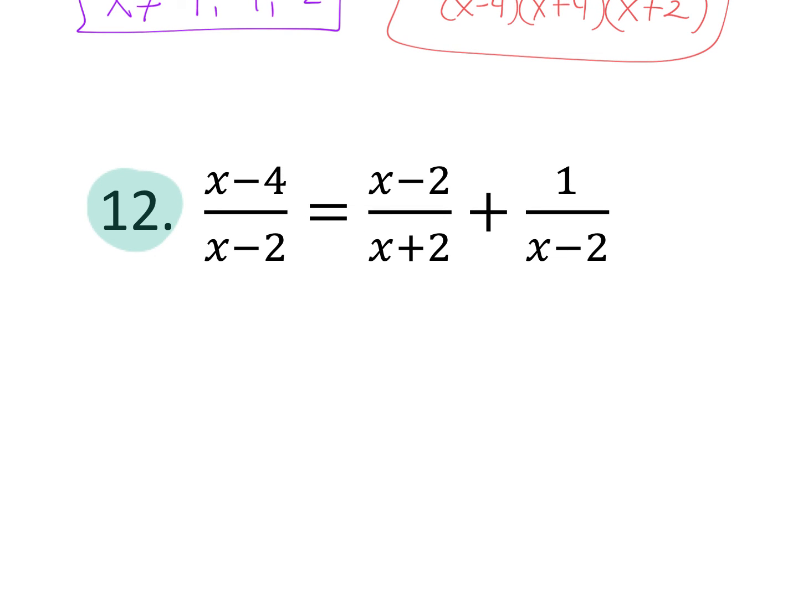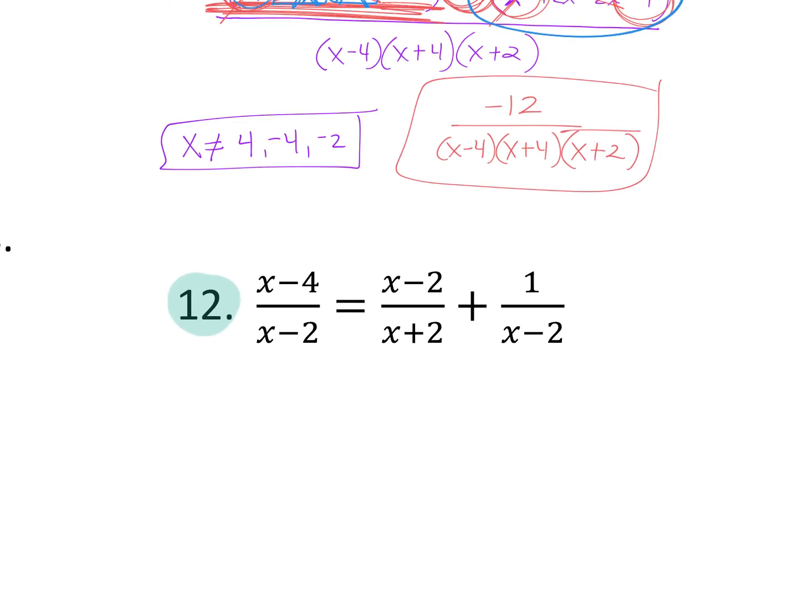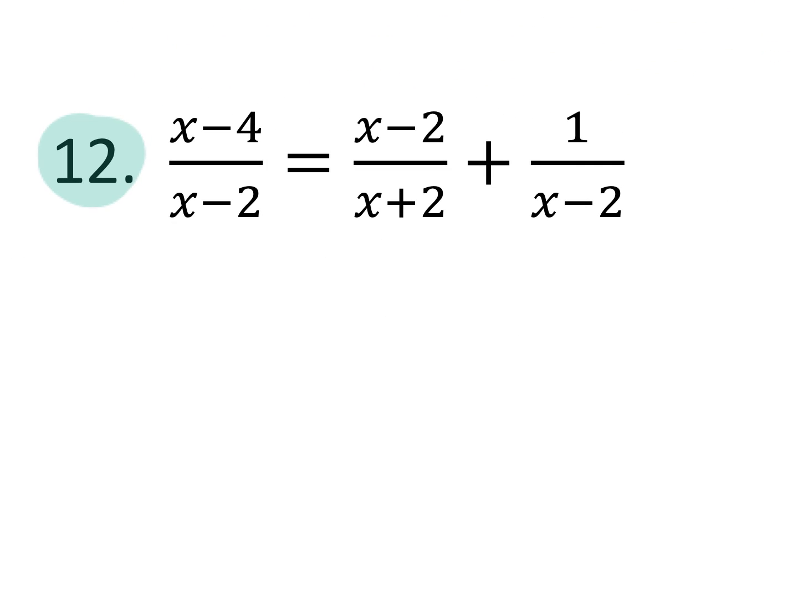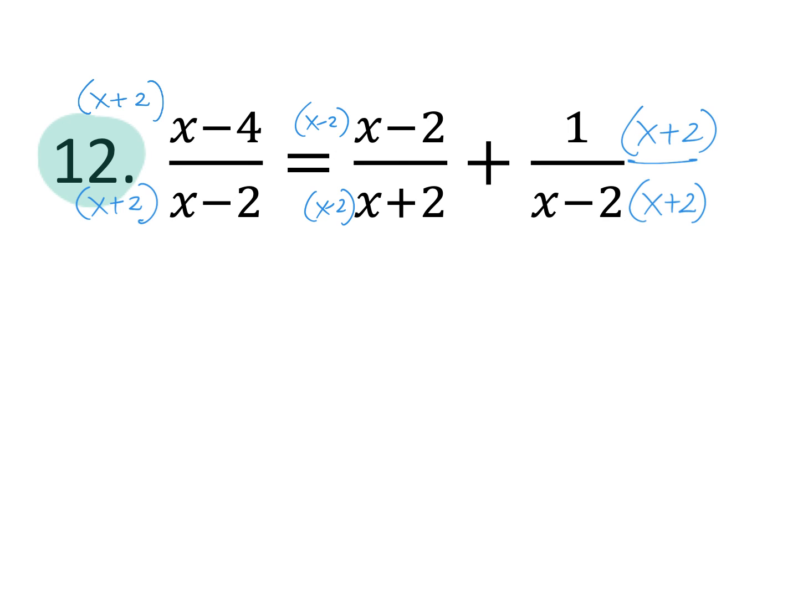So now you have this equation. When you're setting them equal like this, you still need to have a common denominator just to be able to combine, to add, subtract, all of that. So your common denominator would be x plus 2 times x minus 2. So we're going to multiply this side times x plus 2 over x plus 2. We're going to multiply this one by x minus 2 over x minus 2. And this one by x plus 2 over x plus 2. Okay.